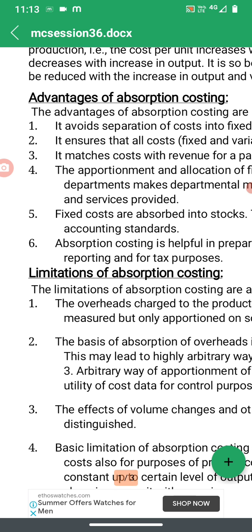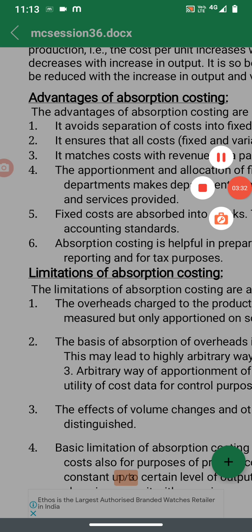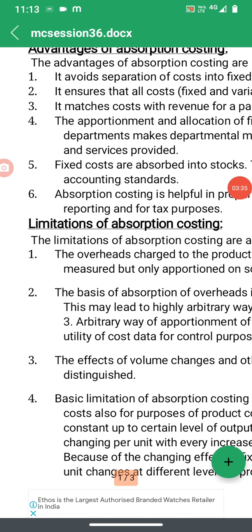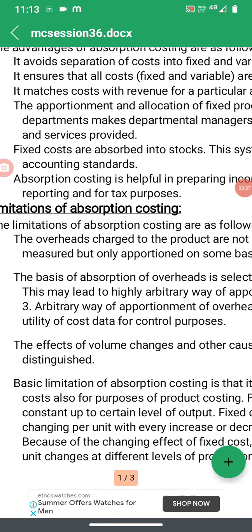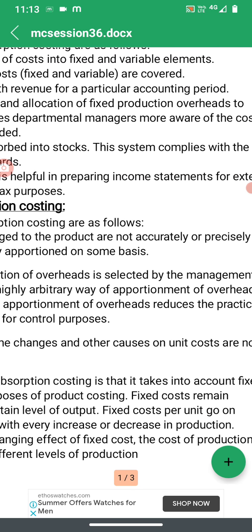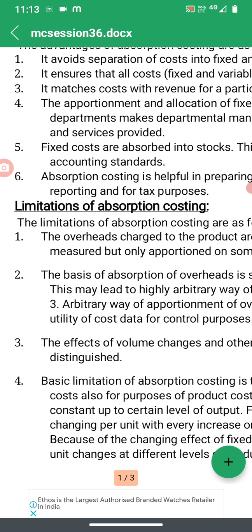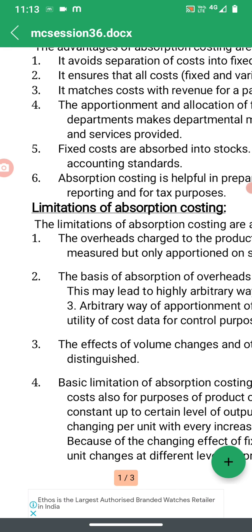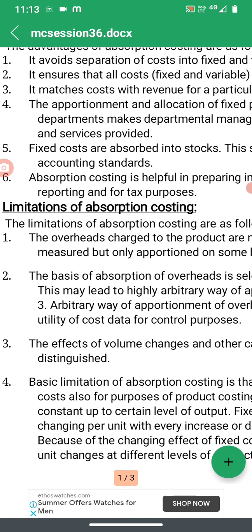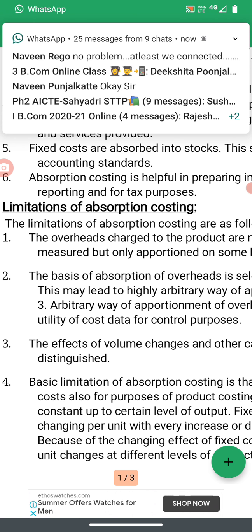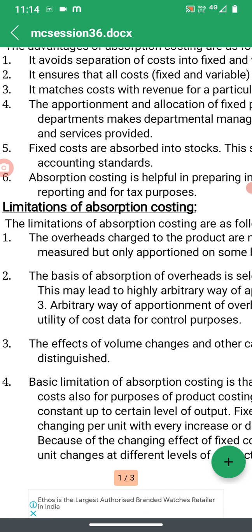Okay, but this particular system is also not free from limitations. So what are the limitations? We will understand. The overheads charged to the production are not accurately or precisely measured, but only apportioned on some basis. I think in the second year you have studied about apportionment of cost, right? So there is primary distribution, secondary distribution, where you distribute the overheads on a particular basis.